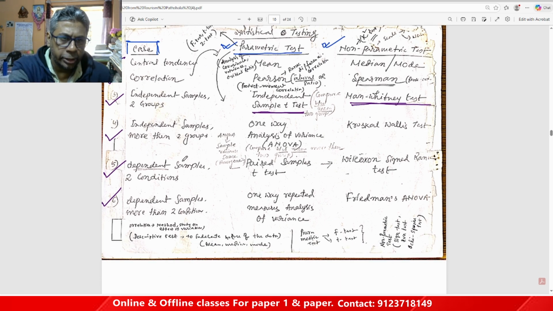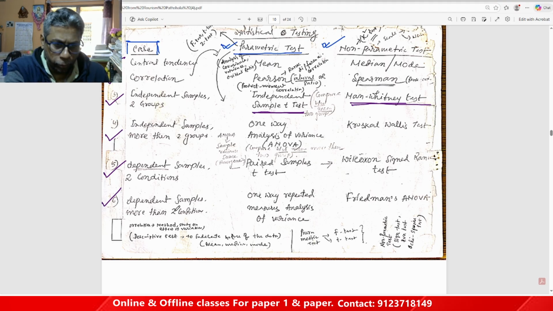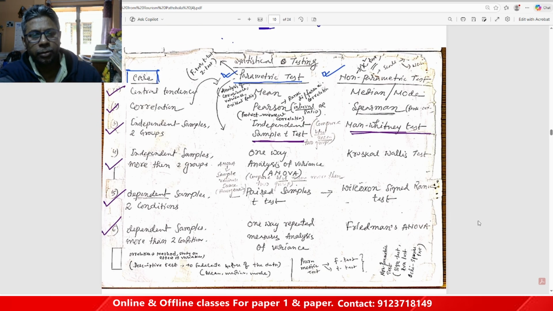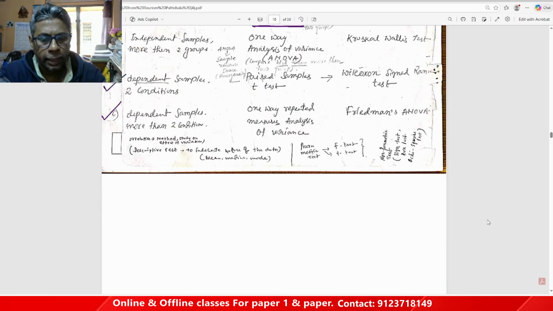For dependent samples with 2 conditions, in the parametric test we use the paired sample t-test, and in the non-parametric test we use the Wilcoxon signed rank test. For dependent samples with more than 2 conditions, in the parametric test we use one-way repeated measures analysis of variance, and the corresponding non-parametric test is the Friedman analysis. So this chart is another important chart you should remember for your first revision and to solve your MCQs.